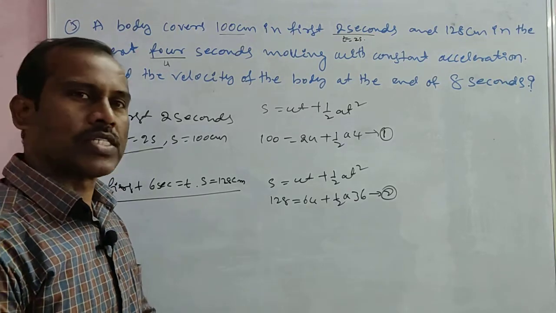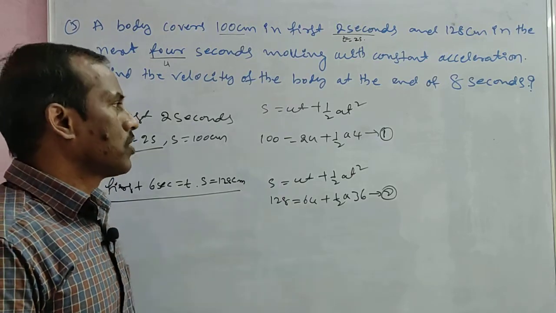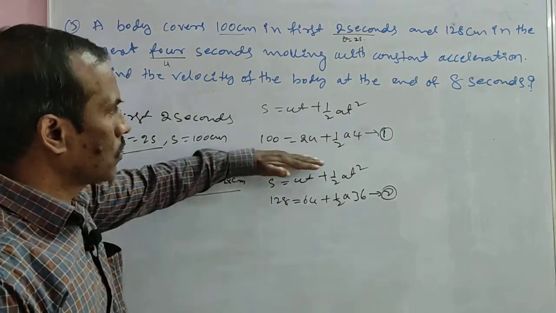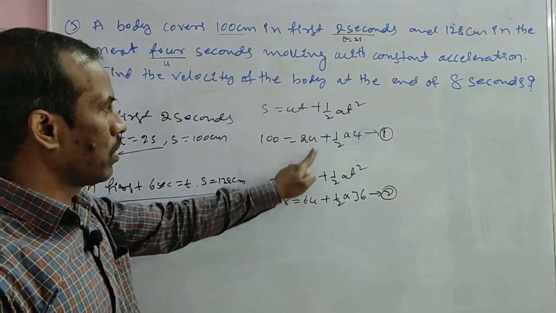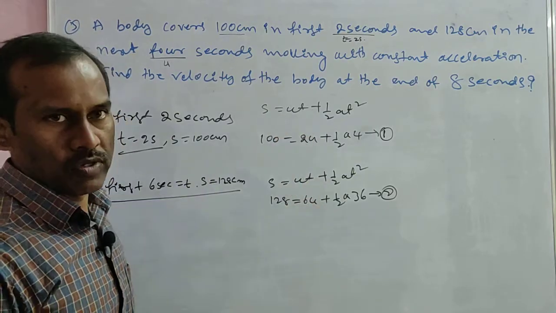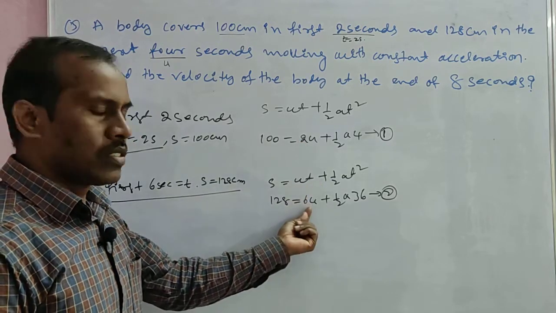Eliminate the initial velocity of the body. After that we will get the constant acceleration of the body. From equation 1 and equation 2, eliminating the initial velocity in these two equations. Here we have 2u and here 6u.